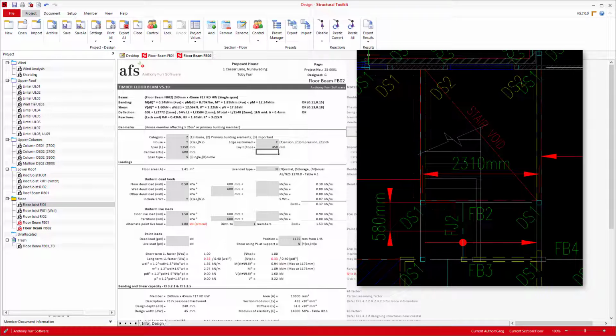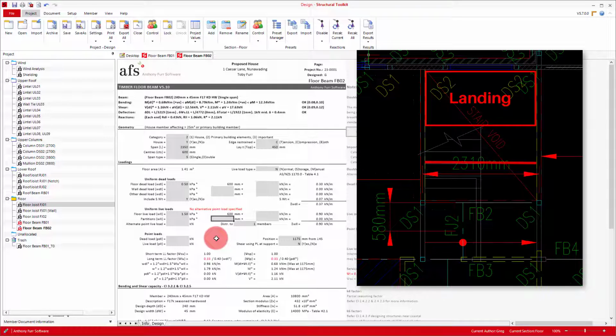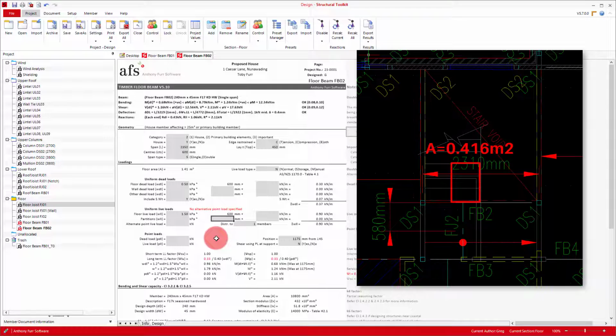We'll remove our alternative floor point load as we'll be applying one from the stair. Now to work out what our point load will be, we'll first need to determine a load area. So it's likely the stringer will be supported at the stair landing, which starts about here. So we can go halfway between the stair landing and our FB2, and then across will be halfway to the wall. So our area will be something like this, which we can see equals 0.416 meters squared.